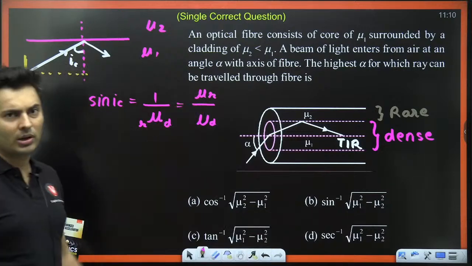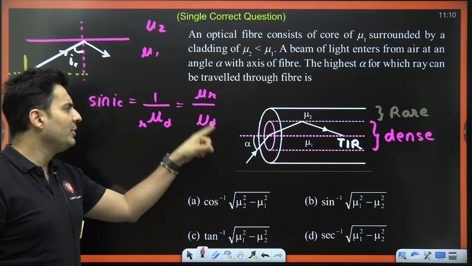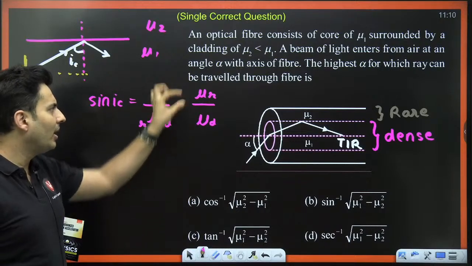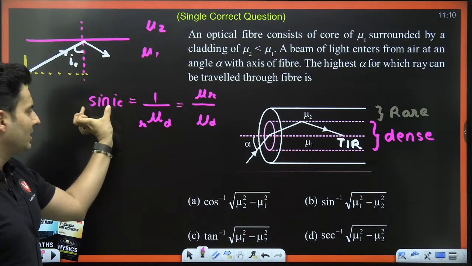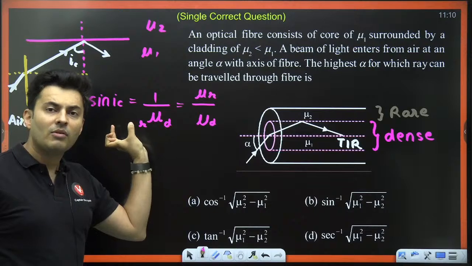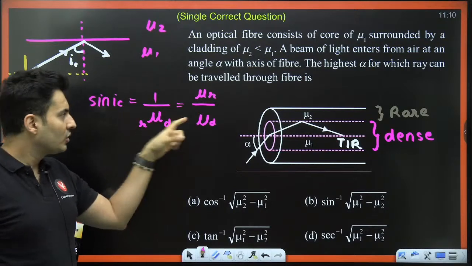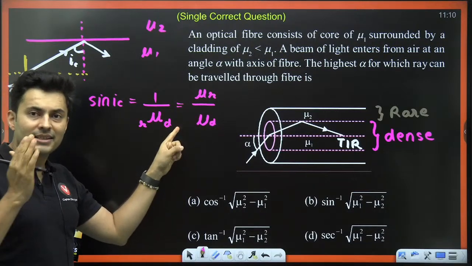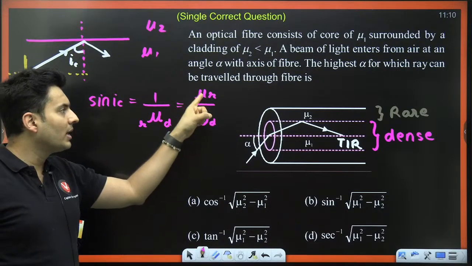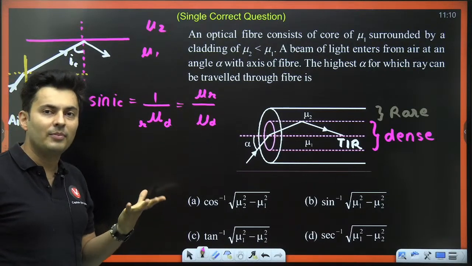Mu d below and mu r on the top, because mu 1 by mu 2 is mu 2 by mu 1. This is the formula, and it also makes sense because sine of any angle will always be less than 1. So this ratio has to be always less than 1. That means the numerator will be small, denominator will be big.